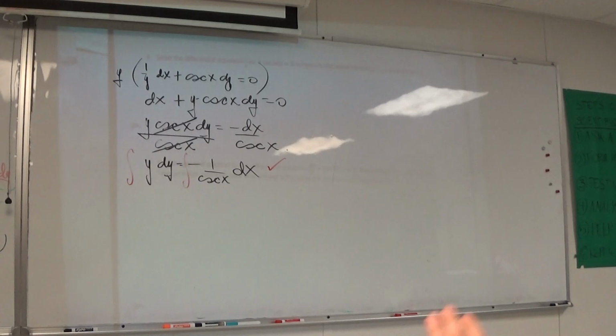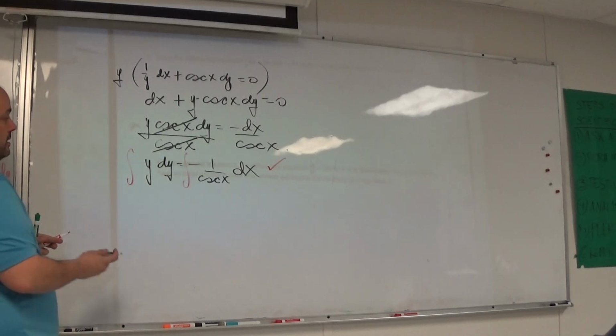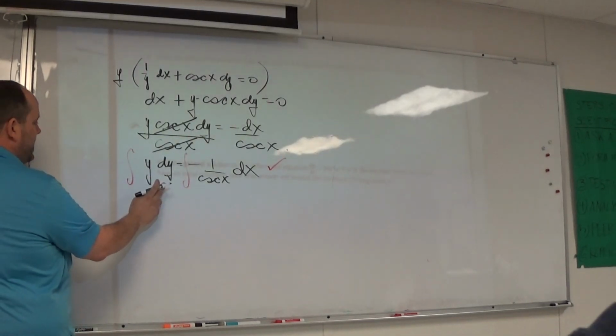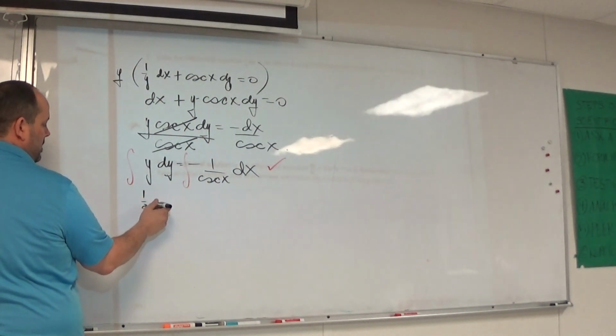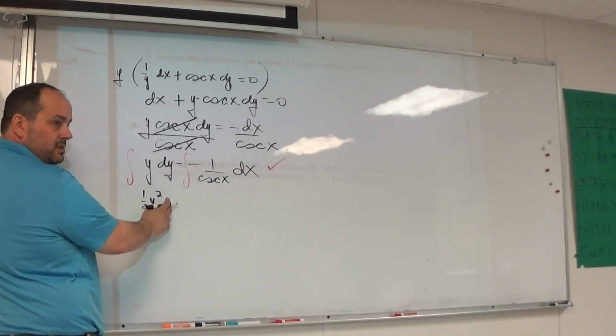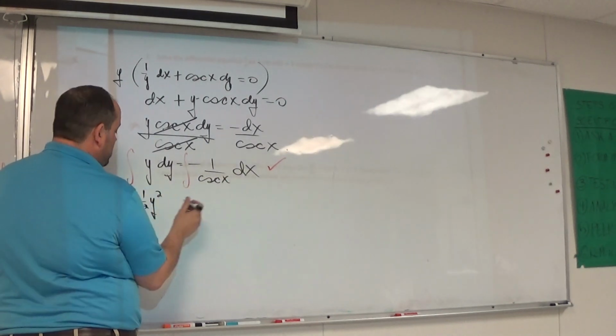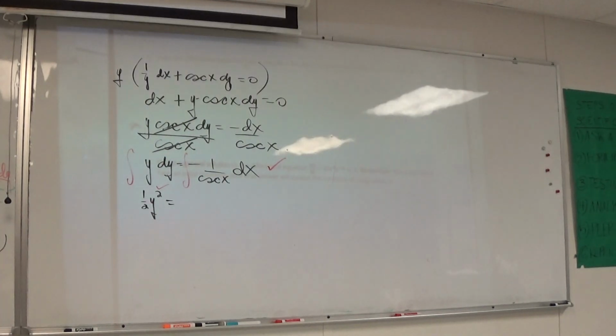There is always going to be an easy side and there's always going to be a hard side. I think we all see the easy side. The y dy? Yep. Rebecca, what's the integral of y dy? 1/2 y squared. Now, you have to write the plus c? You don't have to, as long as you write it over here. Good news, just picked up another point.